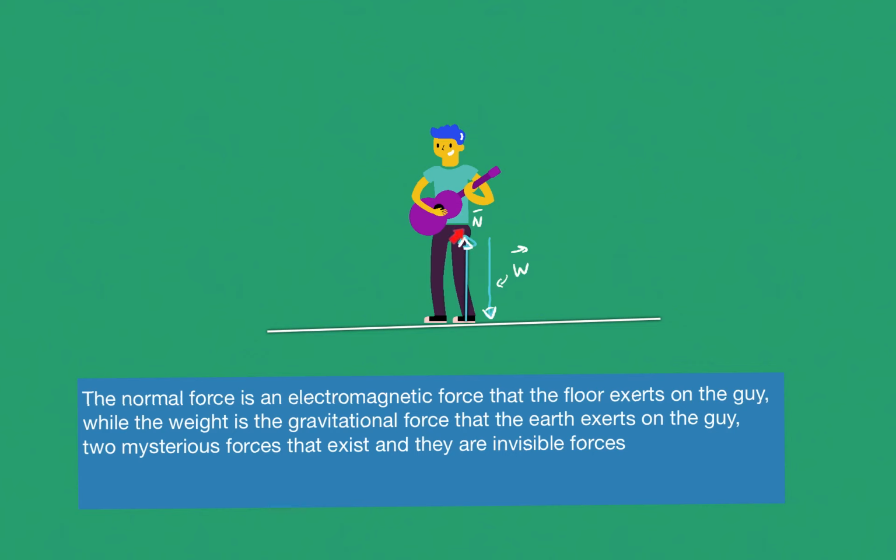No floor, no normal force. No normal force means that the weight is acting on you. If the weight is acting on you and there is no normal force, you will accelerate downwards, because the force is mass times acceleration. So you will accelerate downwards, and good luck.